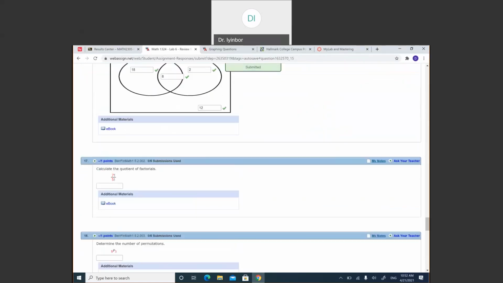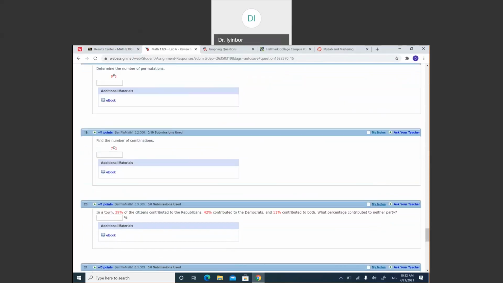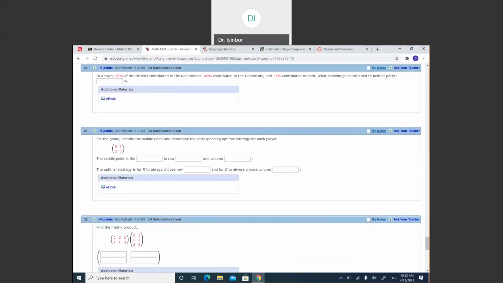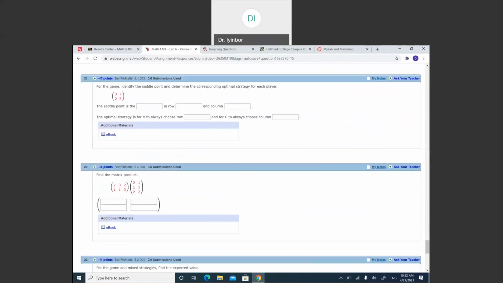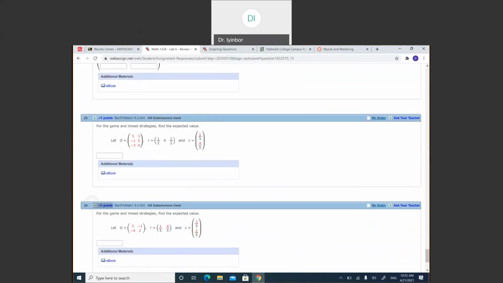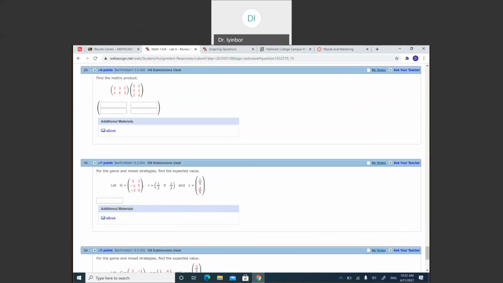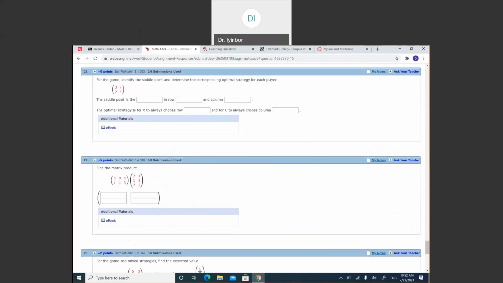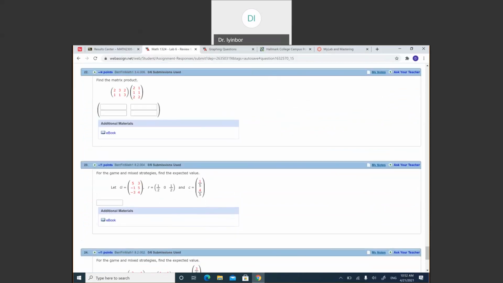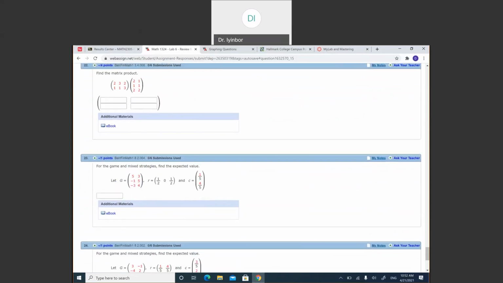Okay, then the next one is calculator. Now the permutation and combination, I showed the formula. This one is another one the same way. Now I want to show you, okay, the game theory, we did that. I'm going to show you how to do the last one, where you have to find the mixed strategies. And the mixed strategies are related to matrix products. I'm going to do 22, 23, and 24, the last three. Because the last three involve multiplying matrices.